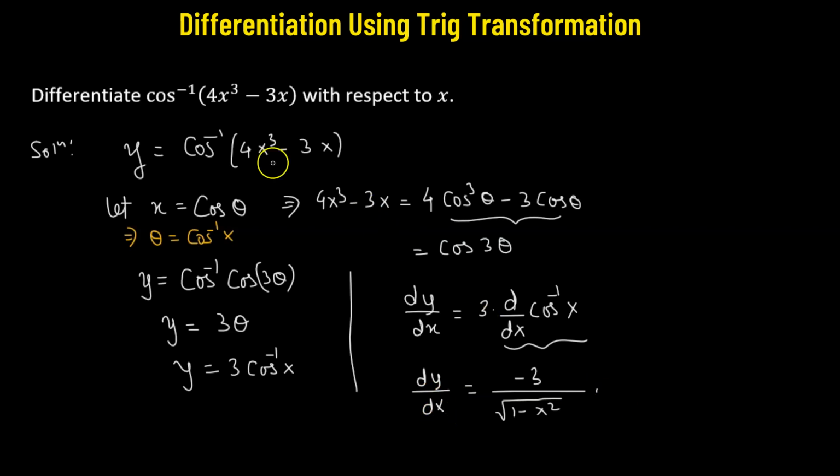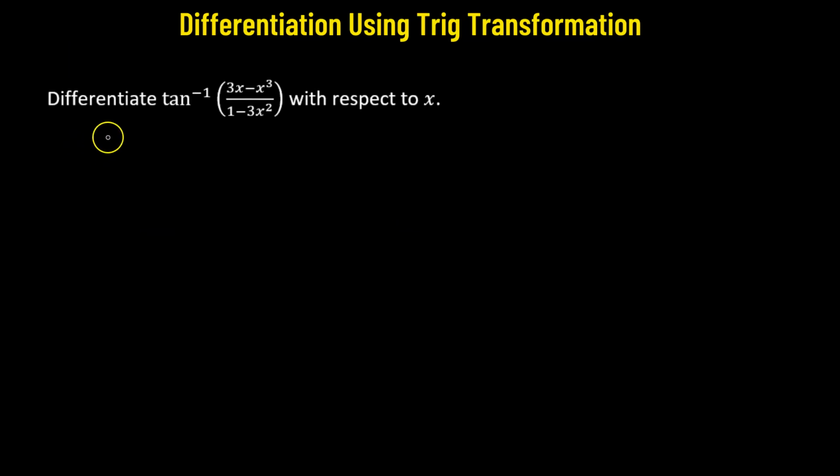Let's move on to the third problem. Here we have to find the differentiation of the inverse tangent of 3x minus x cubed divided by 1 minus 3x squared with respect to x.